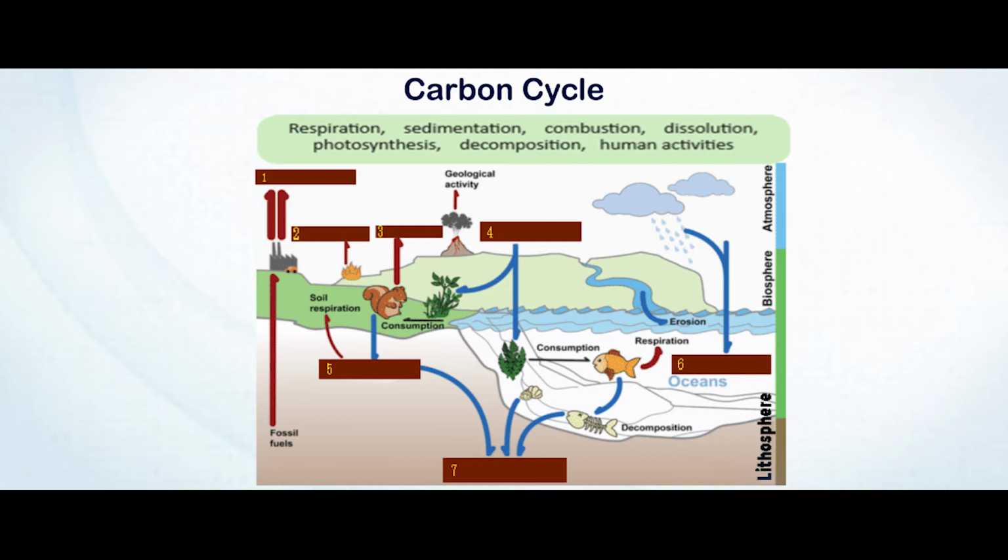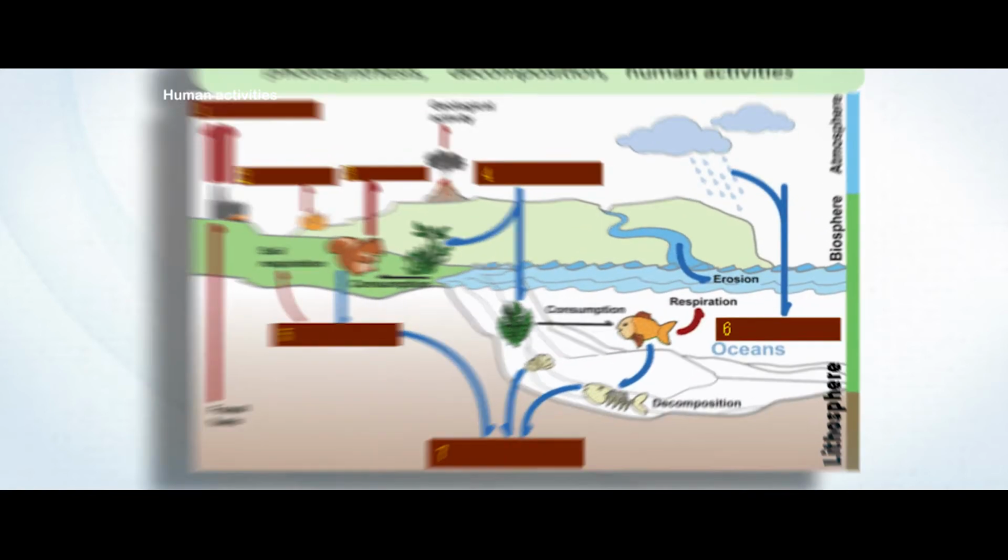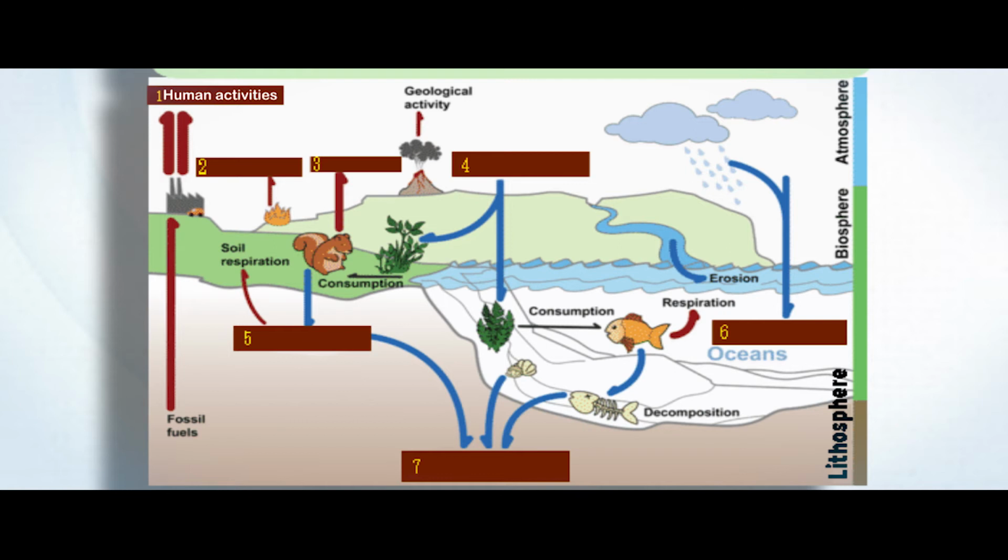You all are correct. The first one is human activities. The second one is combustion. The third one is respiration. And the fourth missing term is photosynthesis. The fifth missing term is decomposition. The sixth missing term is dissolution. And the final term which was missing is sedimentation.